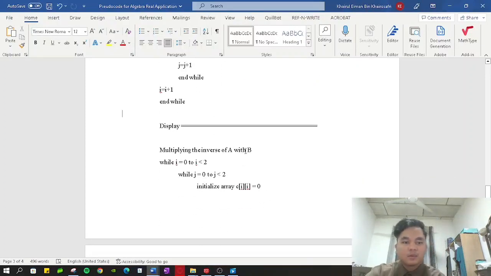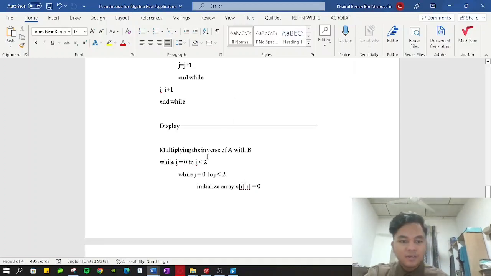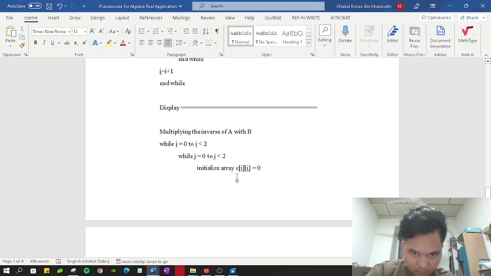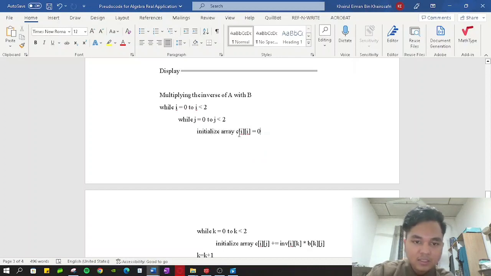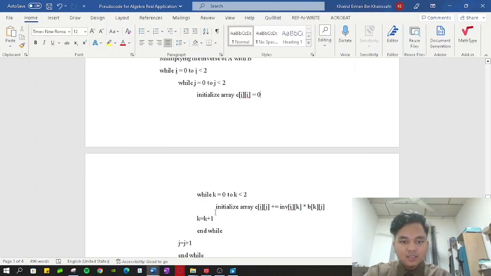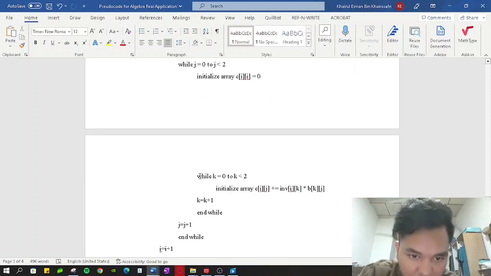Okay. The question asks to multiply the inverse of A with B. So we did find the inverse of A, and we need to multiply the inverse of A with B. So I use the same loop, exactly the same. So I need to initialize array C. Array C is for the result, the answer. So I initialize C. So this is the new loop, k equal to 0 to k less than 2.